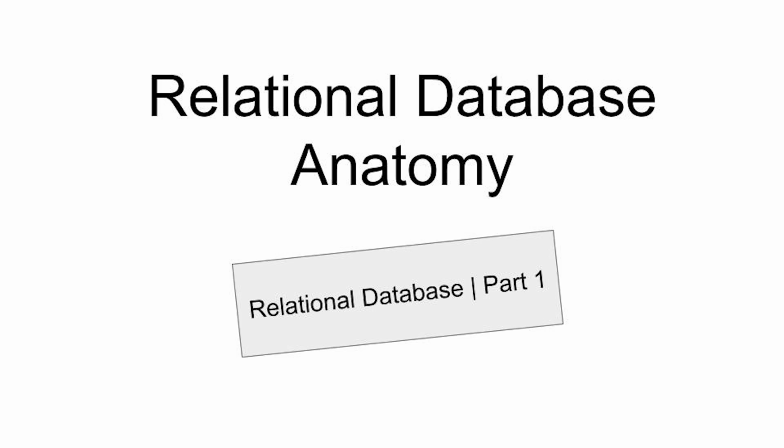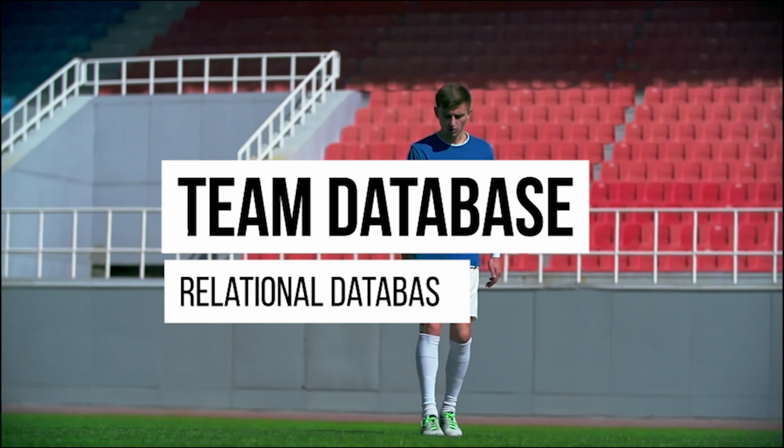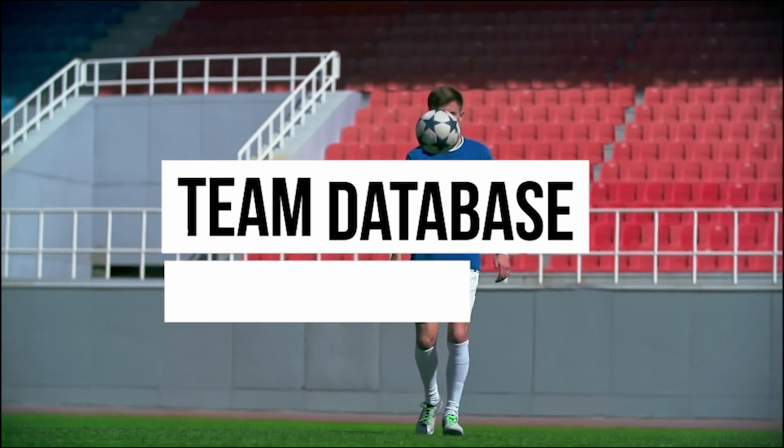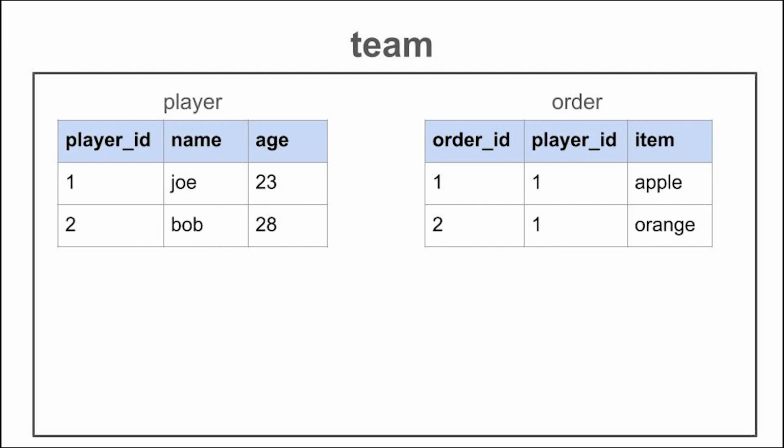Today we will learn the fundamental anatomy of a relational database. Relational databases consist of tables. Let's say we have a relational database for a local football team. Within our team database, we will place database tables providing data about our team.